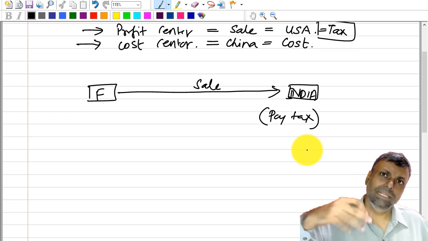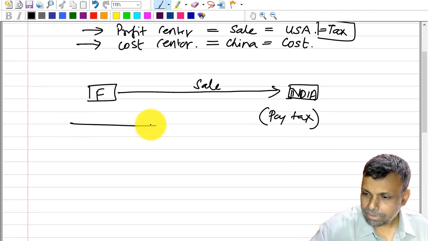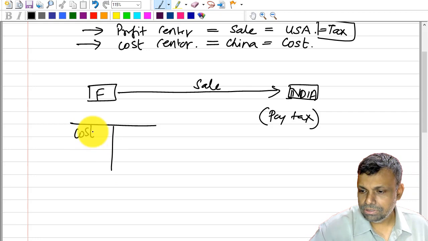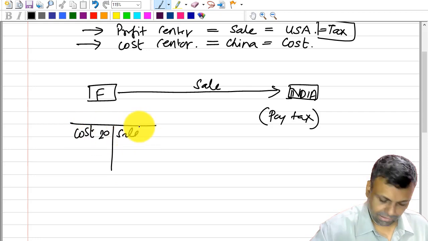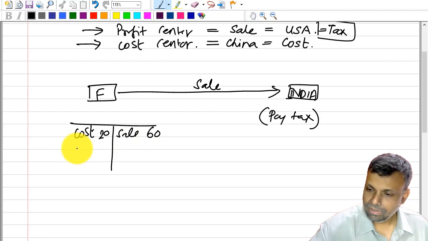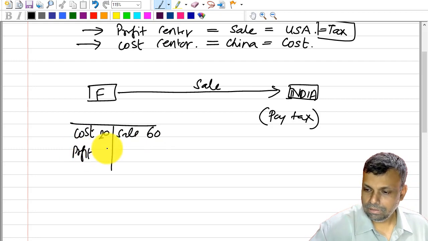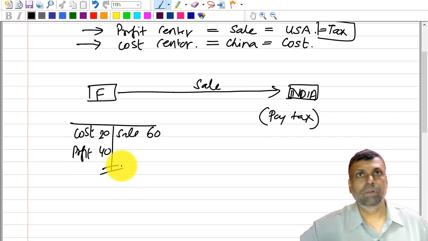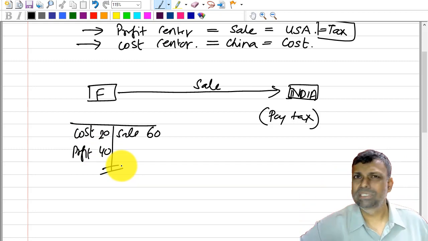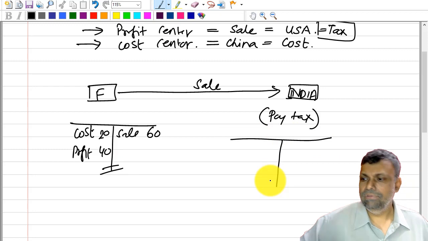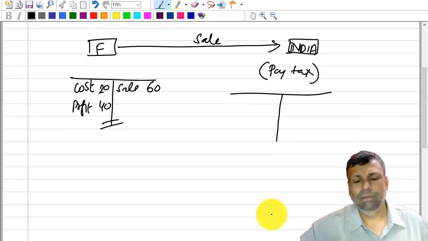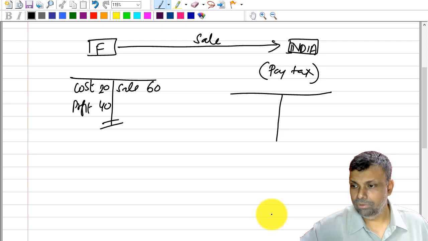Is that clear? So let's take up an example. This particular foreign company has got a cost of, say for example, 20. The selling price is, say for example, 60. The profit is 40. This is a foreign company profit. Just a hardcore basic example I'm taking, okay? Don't confuse yourself in any case, and don't think about any law right now. This is common sense which I'm trying to explain to you.